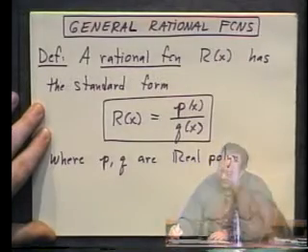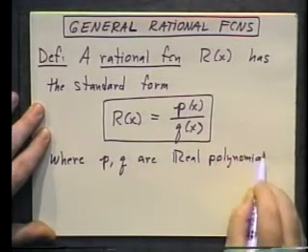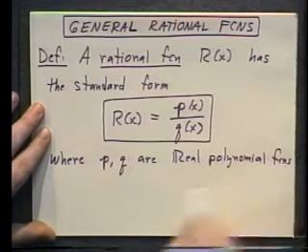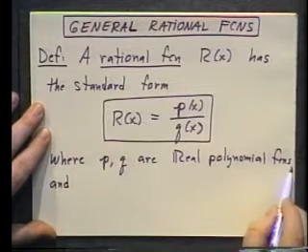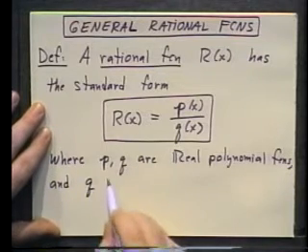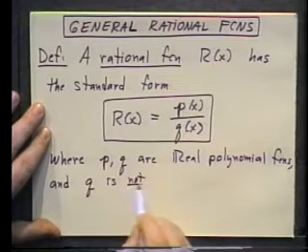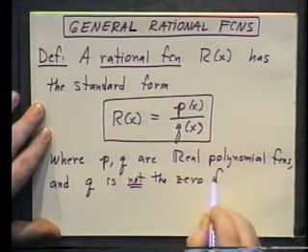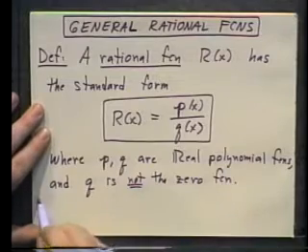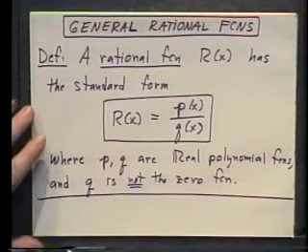And you remember what that means? That means they have real coefficients. So real polynomial functions. And Q in particular is not the zero function. So it's not the function that's identically zero all of the time. It's not the zero function, and since we can write it down now, let's do so.